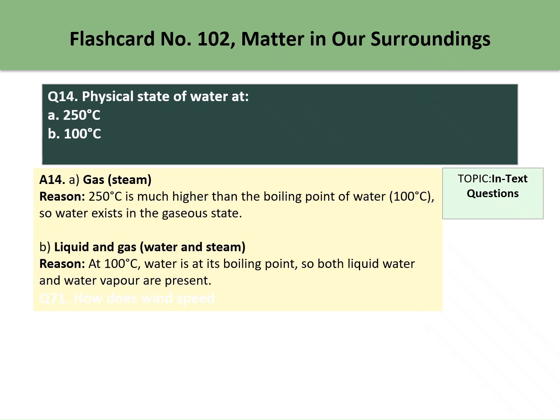Next. Physical state of water at 250 degrees Celsius and 100 degrees Celsius. As 250 degrees is much higher than the boiling point of water, water exists in gaseous state. At 100 degrees Celsius, water is at its boiling point, so both liquid water and water vapor are present.